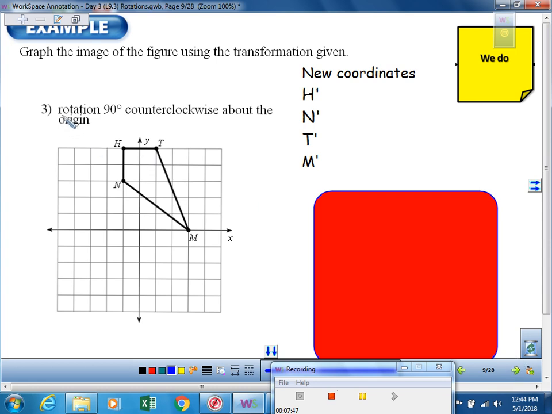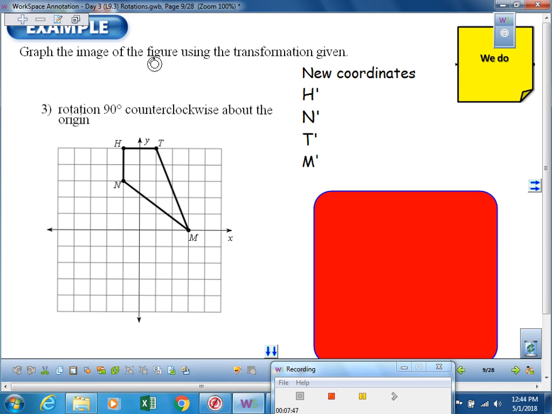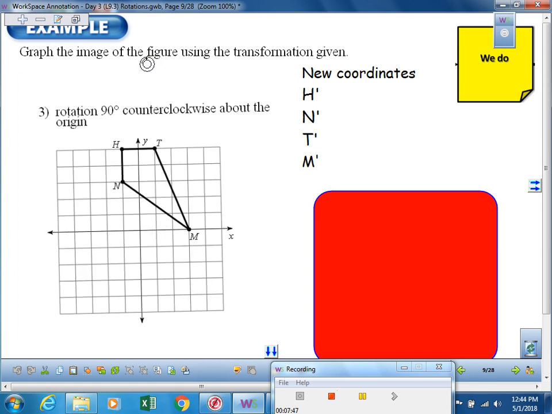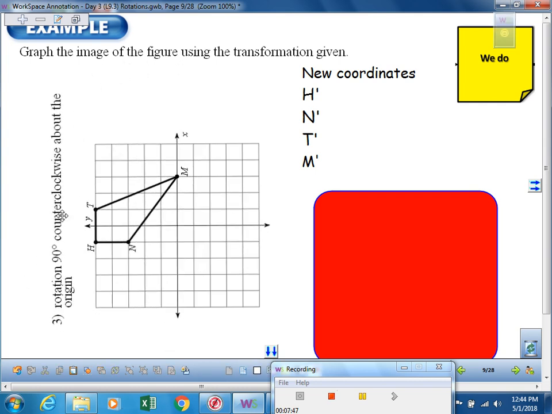All right, I want you to write on this one: 90 degrees counterclockwise about the origin. Let's turn it counterclockwise, so we're going to go to the left. The top of your paper should be turning to the left, and it should look like that. So M is our what? You write the ordered pairs.